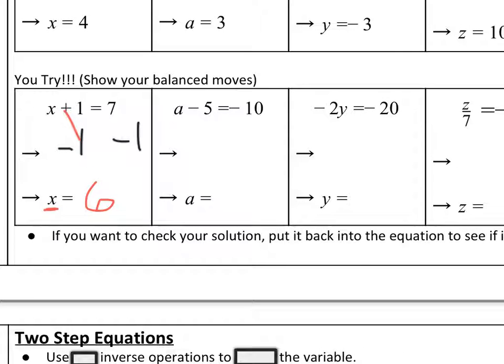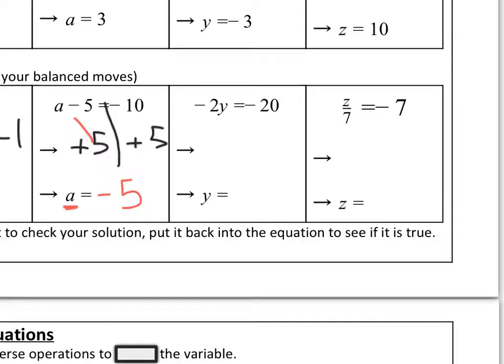For the second one, we've got a minus 5 equals negative 10. To get rid of that, the inverse operation is going to be plus 5. Make sure I do each side of the equal sign. There's my little equals line, both sides of the equal sign. That's going to cancel out my 5's, leaving us with a equals negative 10 plus 5. And negative 10 plus 5 is going to give us a negative 5 answer. And that's going to be our solution there.